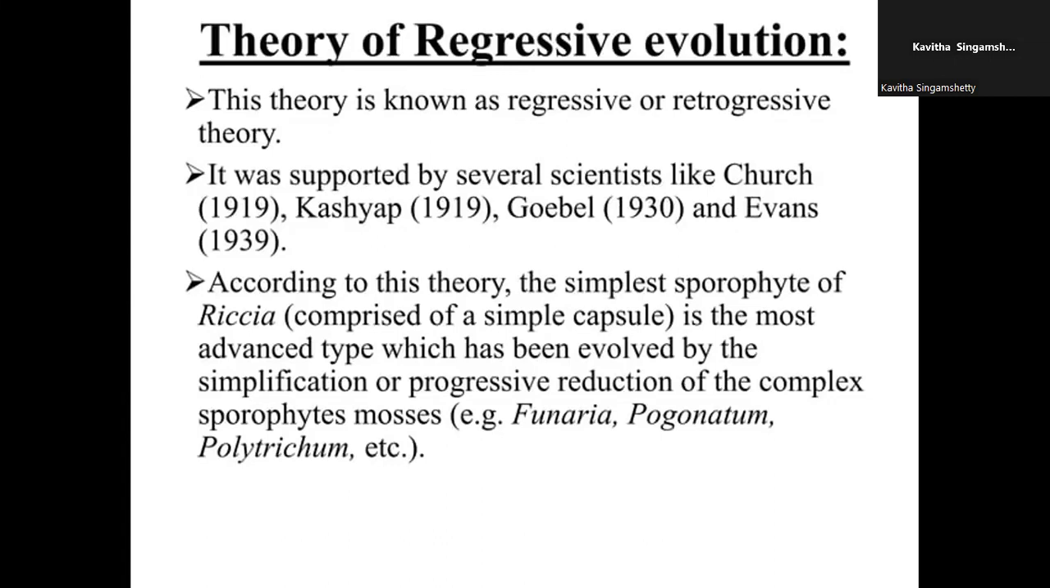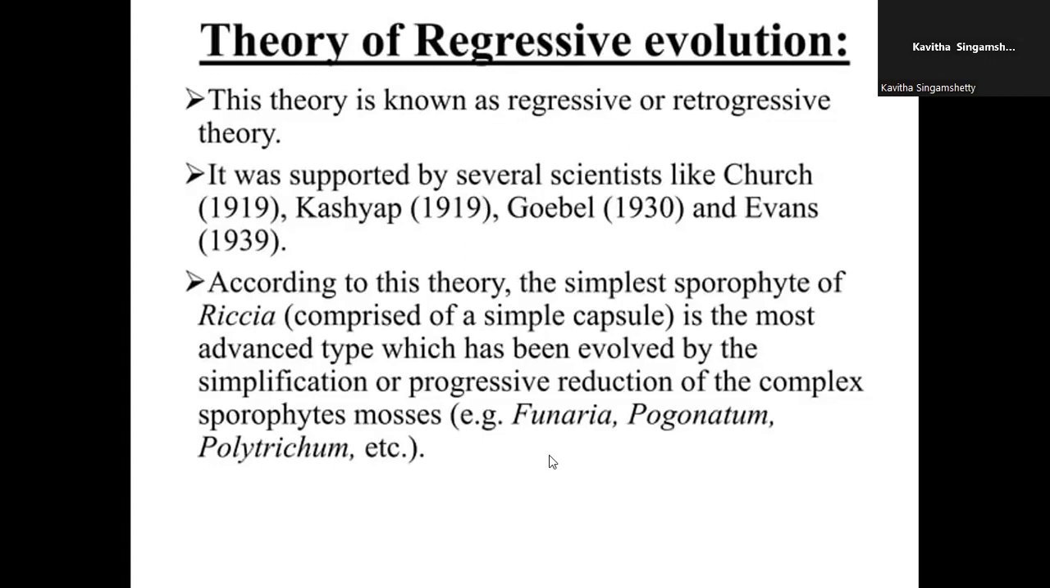Fertile tissue, in the forms where fertile tissue is more, sterile tissue will be less. In the other forms, fertile tissue is less, sterile tissue will be more. So that was according to the regressive, that is the sterilization theory. Now, according to this theory, the simplest sporophyte of Riccia is considered to be the most advanced type, which has been evolved by simplification or progressive reduction of the complex sporophyte.